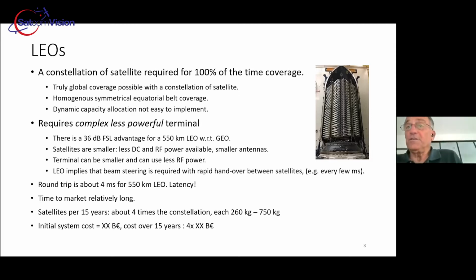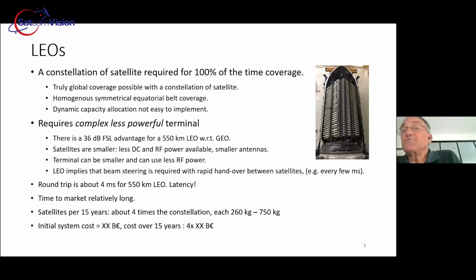By definition, you need to track the beams as the satellites are whizzing above your head. And you need to at least have the capability to cover 2 beams so that you have 1 active and 1 in standby, so to speak. For 550 kilometers, the round trip is 4 milliseconds. So latency is improving there significantly.